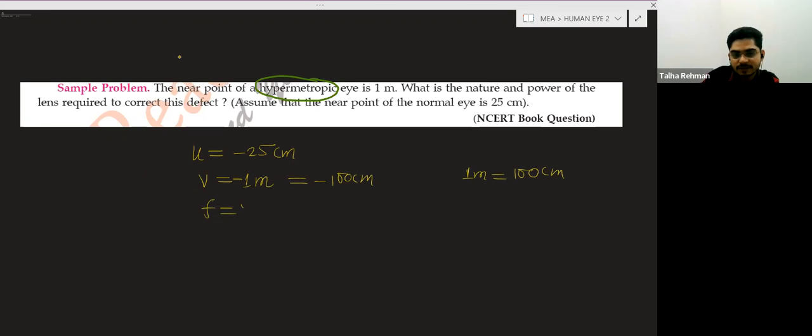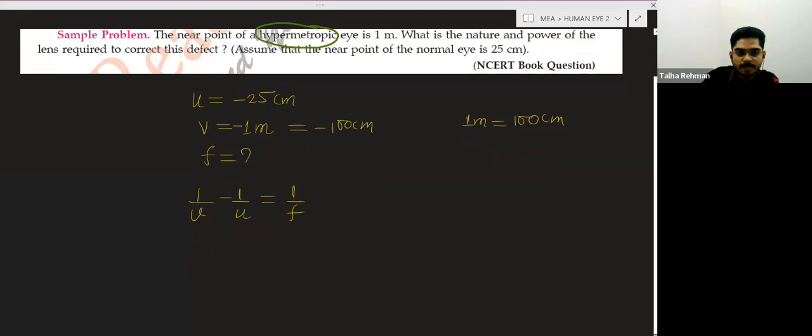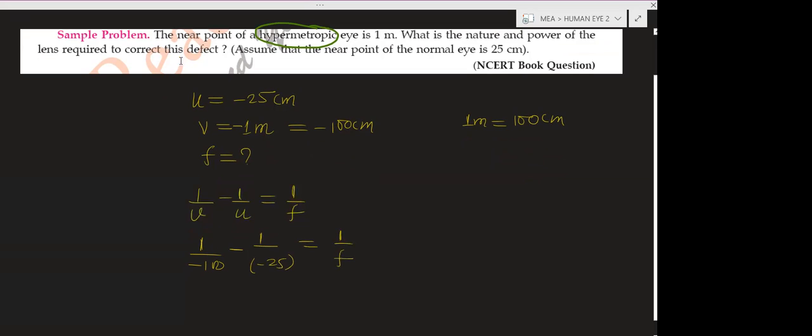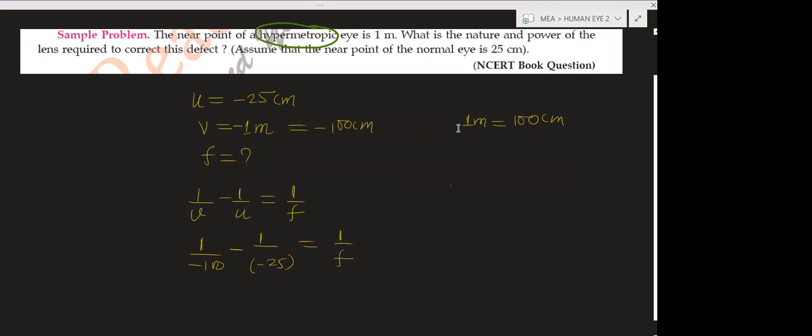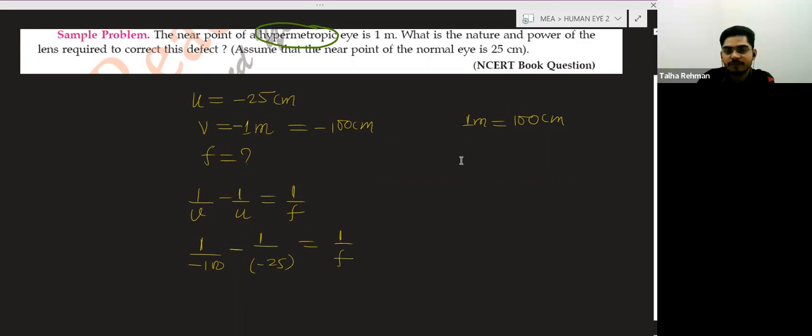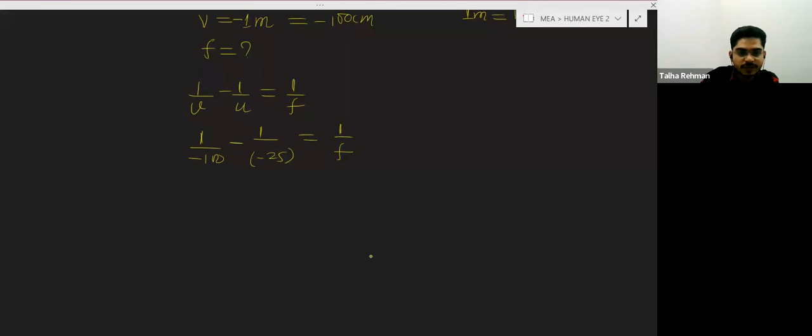Focal length we can find: 1 upon V minus 1 upon U is equal to 1 upon F. So 1 upon minus 100 minus of 1 upon minus 25 is equal to 1 by F. You have to convert the 25 into meter. Beta, I have just converted this 1 meter into centimeter because in 1 meter there are 100 centimeter. Now we can solve this.